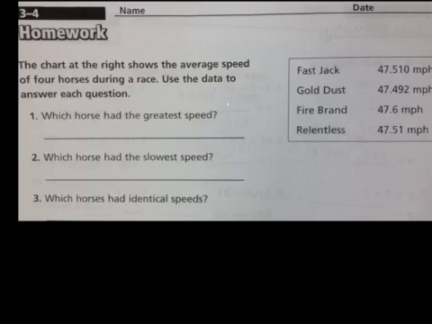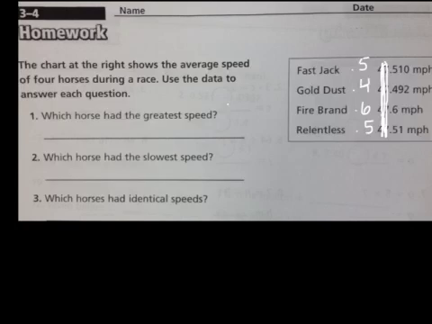So if we look right off the bat, all of them have a 4 in the tens place, and all of them have a 7 in the ones place. So that doesn't help us, so we're just going to get rid of that so it doesn't confuse us. Then if we look, and I'm going to write it to the side, Fast Jack has 5/10, Gold Dust has 4/10, Firebrand has 6/10, and Relentless has 5/10.